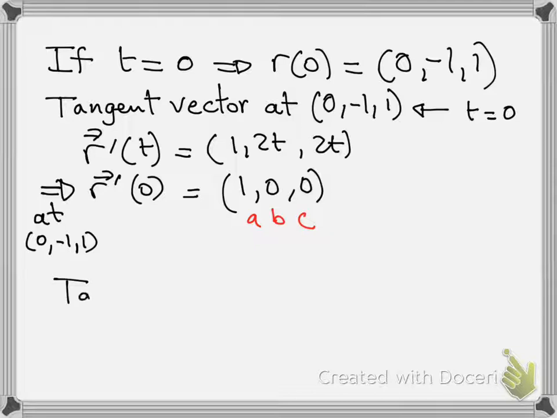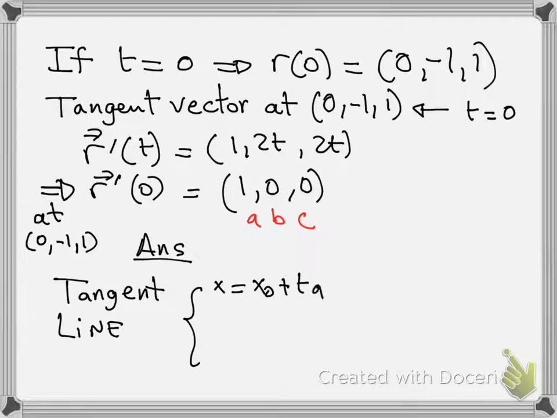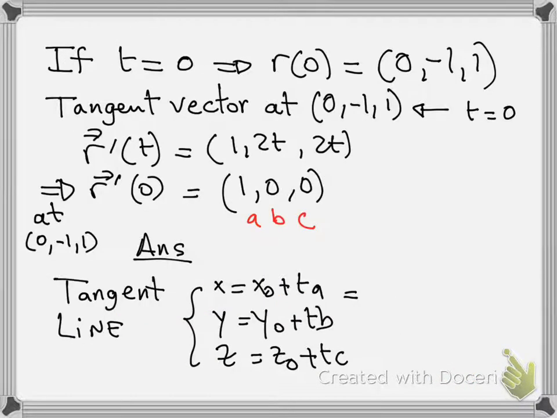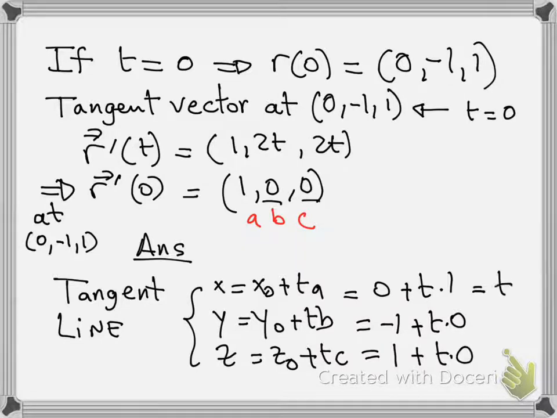So my tangent line, here's the final answer. You know it's supposed to be x equal to x0 plus ta, y equal to y0 plus tb, and z equal to z0 plus tc. So x0, y0, z0, we said, is 0, -1, +1, and a, b, c, so plus t times 1, a is 1, and b is 0, and c is 0. So that will be x equal to t, y equal to -1, and z equal to +1. So that's the parametric equation of my tangent line to the curve C at the point 0, -1, +1.